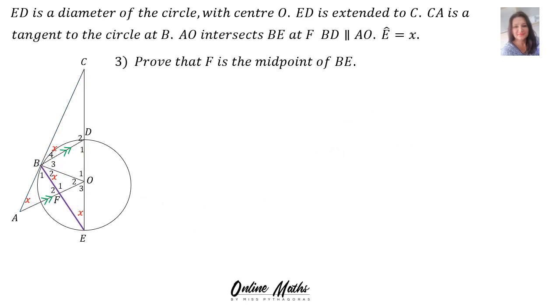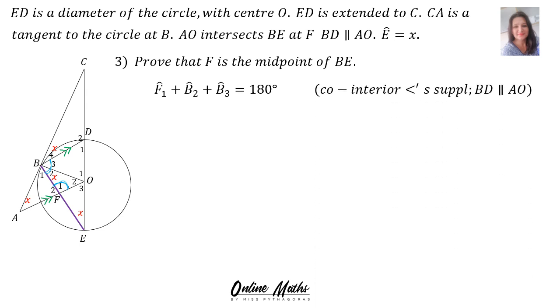Question 3 says we have to prove that F is the midpoint of BE. We can start by saying that angle F1 plus B2 plus B3, can you see there in the blue? They are equal to 180 degrees, and the reason is they form co-interior angles and they are supplementary since BD is parallel to AO.